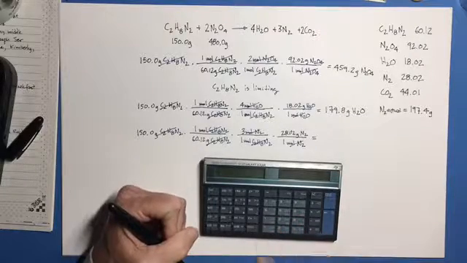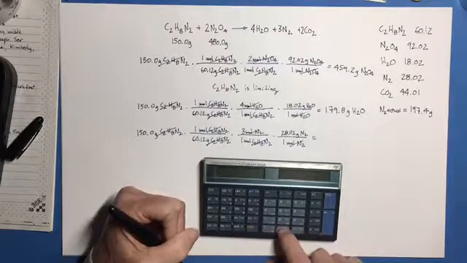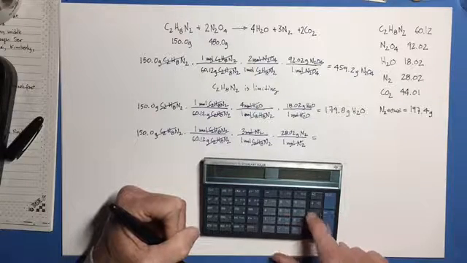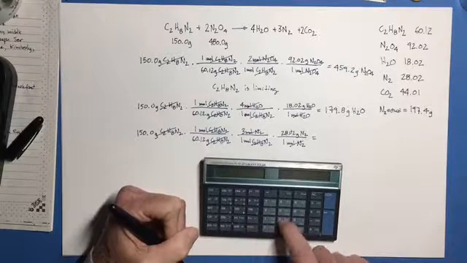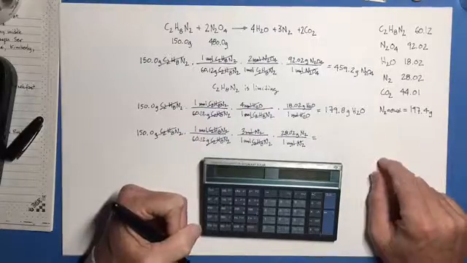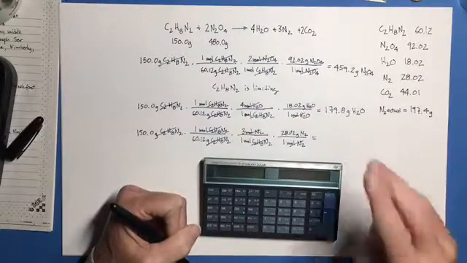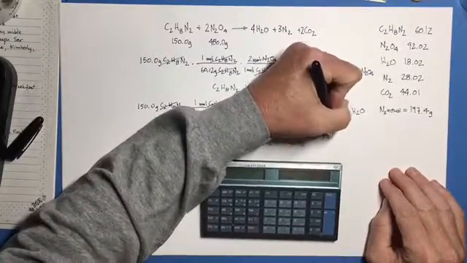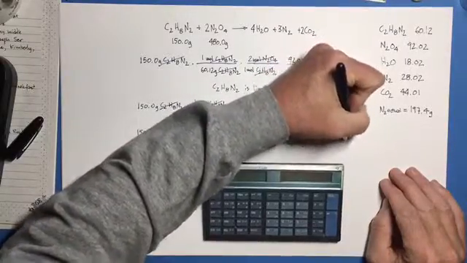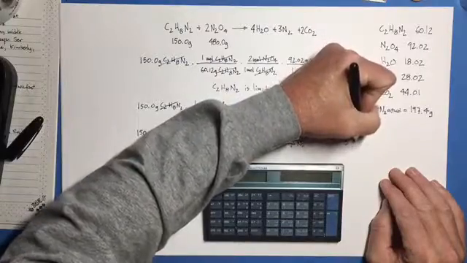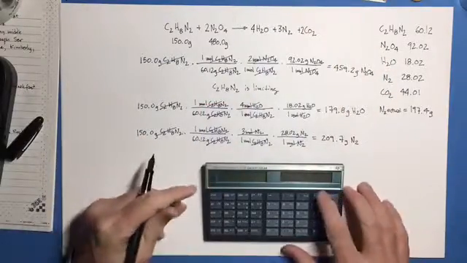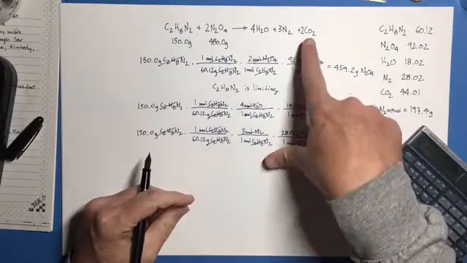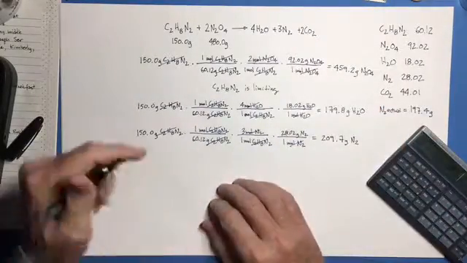So 150 divided by 60.12 times 3 times 28.02 equals 209.73. I need 4 sig figs, so 209.7 grams of N2. All right, things are moving along swimmingly. Now let's calculate how many grams of CO2 I'm going to wind up with here.